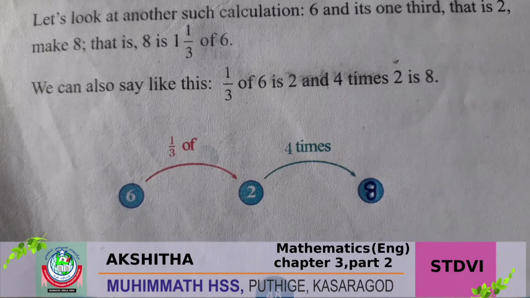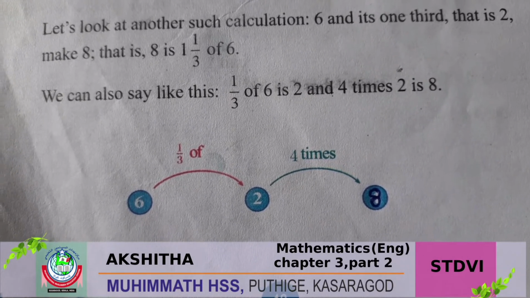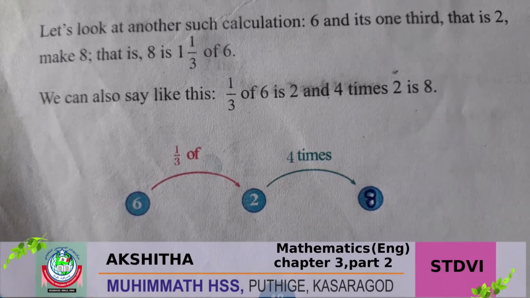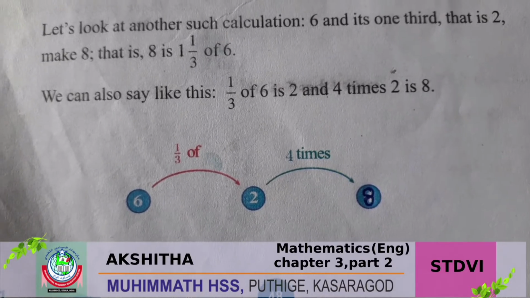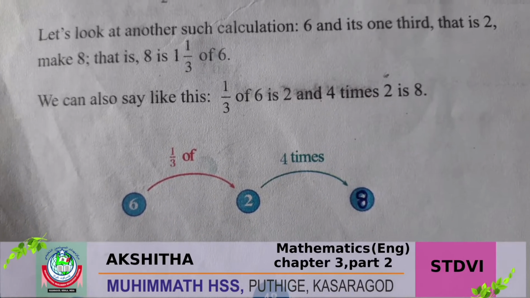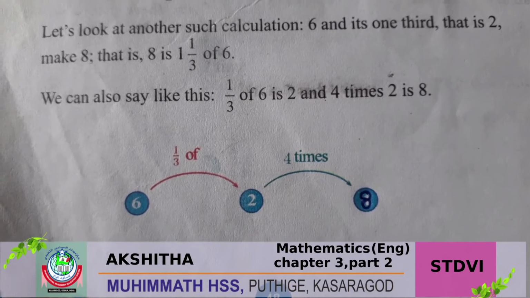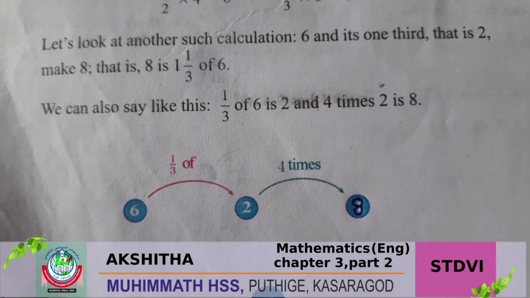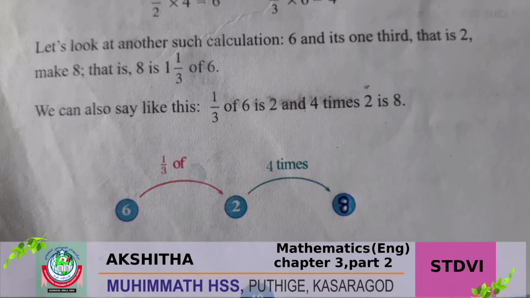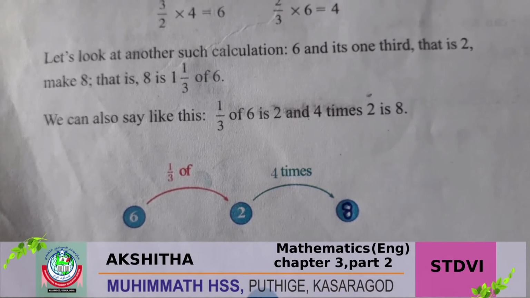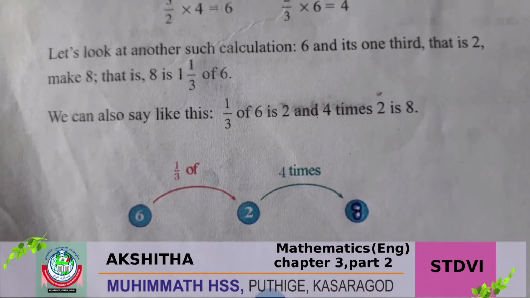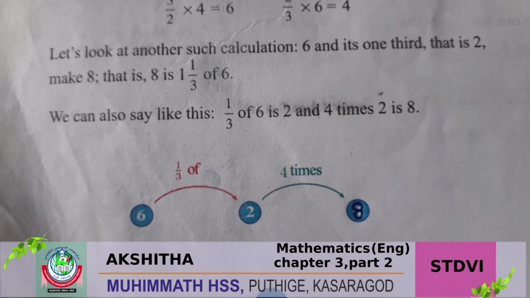Look at this. 1 by 3 of 6 is 2. When we divide 6 into 3 equal parts, one part is 2, right? So 1 by 3 of 6 is 2. 2, 4 times. What is the answer? 2, 4 times is 8.